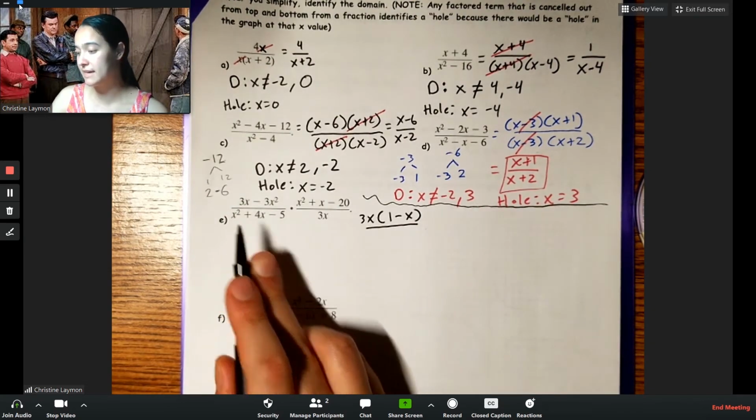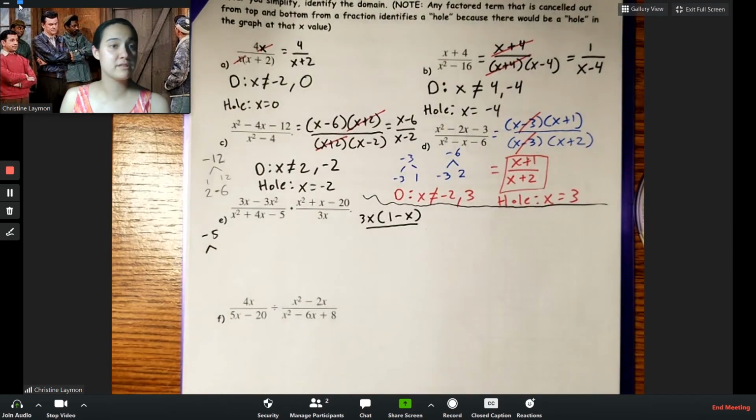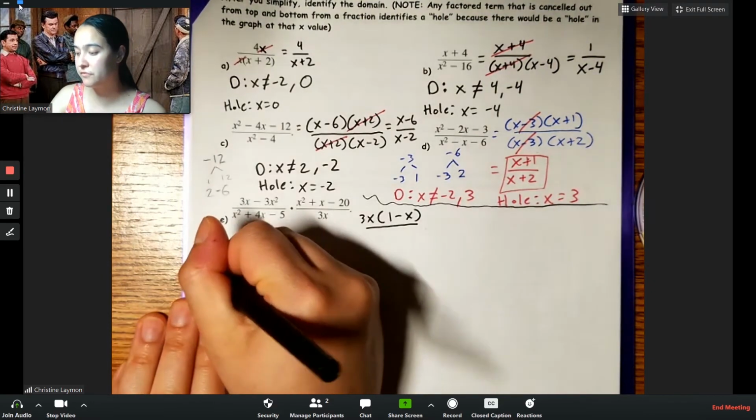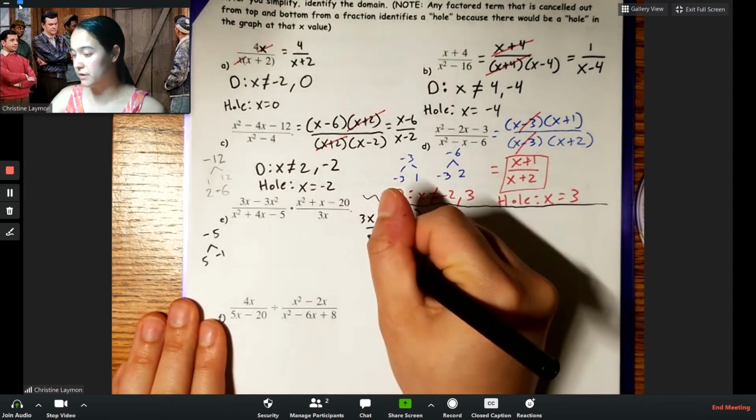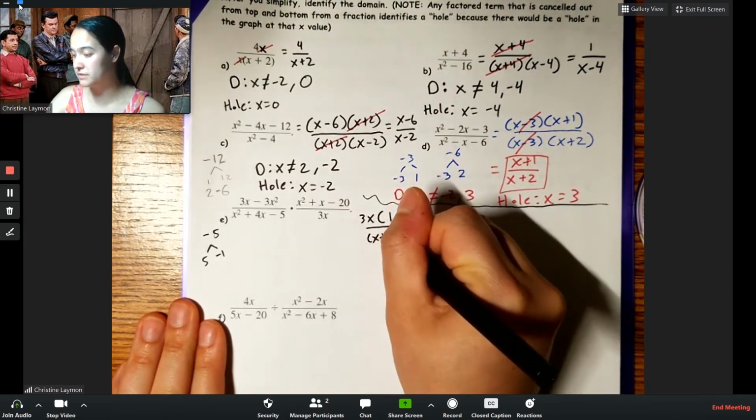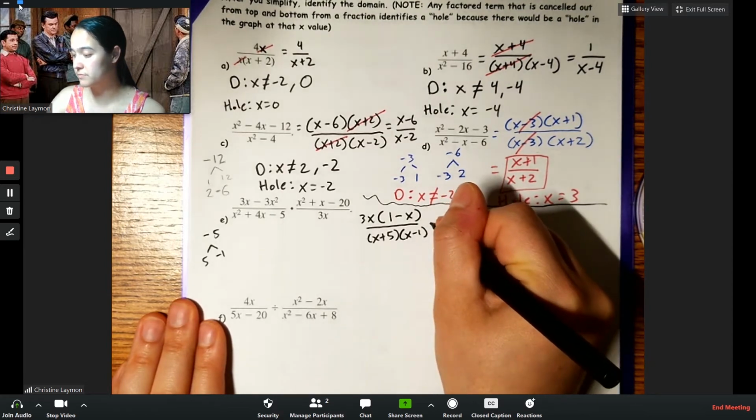Notice that a times c is negative 5. I need two things that multiply to get me negative 5, but sum to get me positive 4. That can be 5 and negative 1. So over here, I'm going to have x plus 5 and x minus 1.